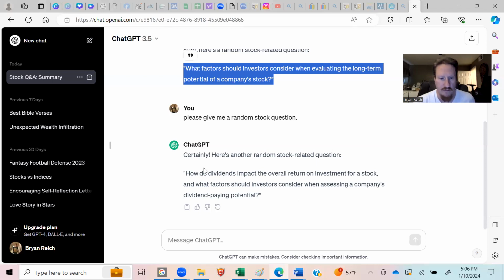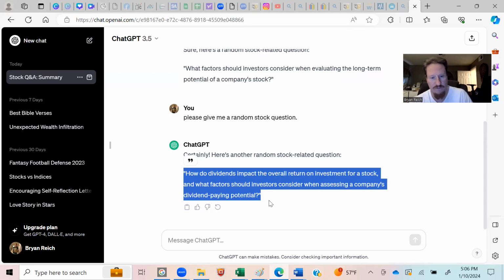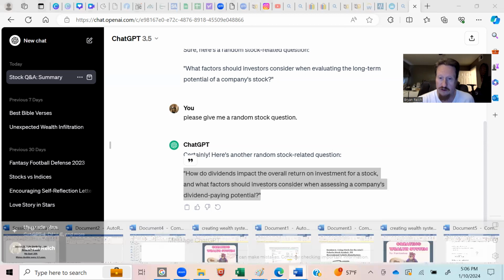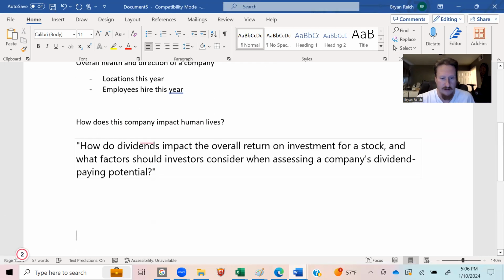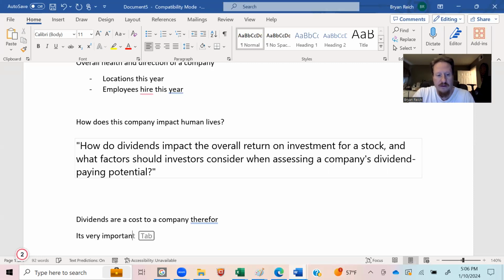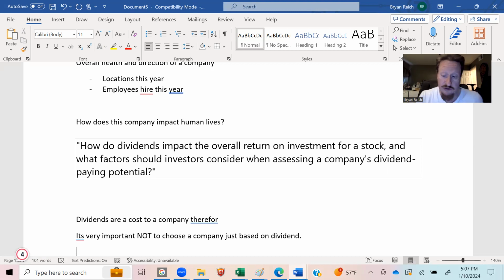How do dividends impact the overall return on investment for a stock? And what factors should investors consider when assessing a company's dividend paying potential? Great question again. Really glad I did this exercise. Okay, well, the dividends are a cost to a company. Therefore, it's very important not to choose a company just based on dividend.